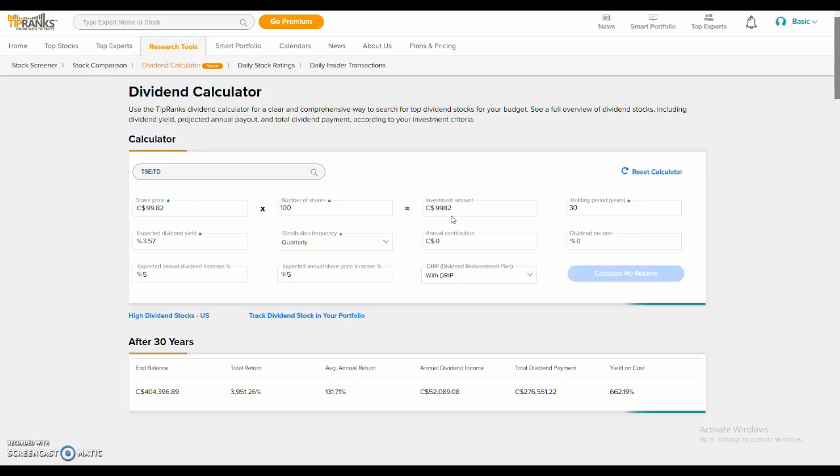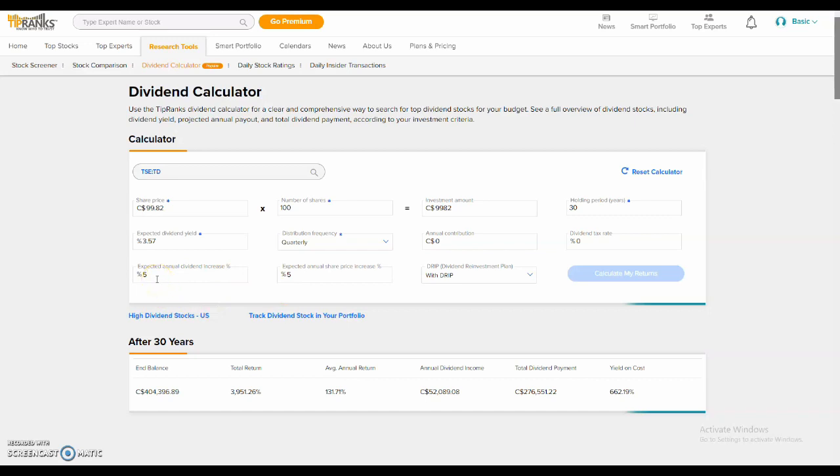Now, we're going to invest this whole $10,000 into TD Bank stock, okay? So we're going to buy 100 shares, and we're going to let it reinvest itself for 30 years and not touch it. We are going to contribute no additional funds after the initial $10,000, okay? It's a one-time thing. It's on autopilot after we make our investment. The current dividend yield is 3.57%. The expected annual share price increase, I entered 5%, and the expected annual dividend increase, I entered 5%.